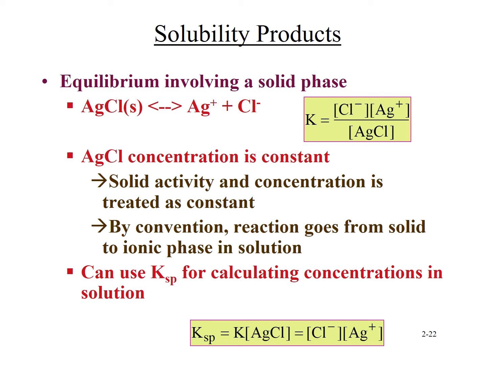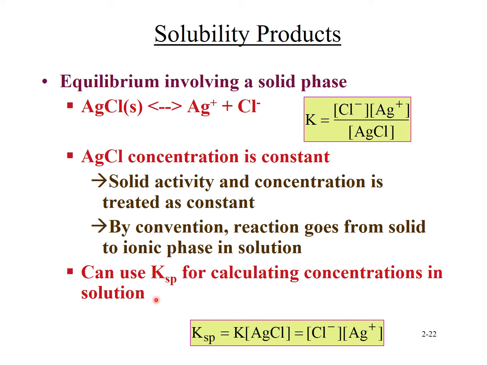Solubility products are also some thermodynamic data that can be useful in determining speciation. Here's the example of the dissolution of silver chloride, where the silver chloride solid goes to the silver and chloride ions. If we were to write this as a K, we'd use this equation. However, the silver chloride is solid. Its concentration is fundamentally constant, so we can actually drop it out of the equation.